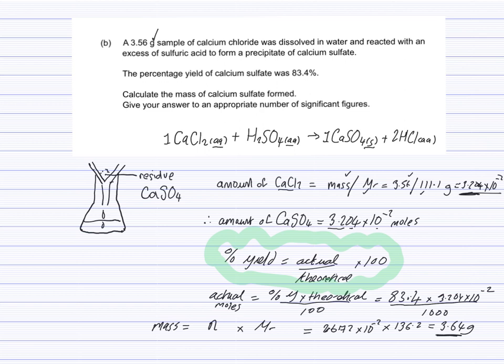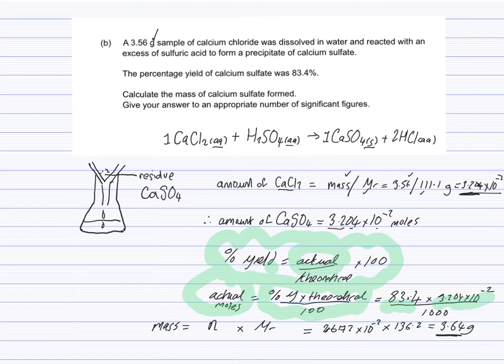Now we do know the percentage yield. We know the theoretical number of moles, so we can actually find the actual number of moles by rearranging this. So this equation is your actual moles is percentage yield times the theoretical divided by 100. So make sure you can rearrange that equation. In rearranging that equation, there's the percentage yield, 83.4, times the theoretical number of moles, which is 3.204 times 10 to the minus 2, divided by 100. Little typo there. Divided by 100.